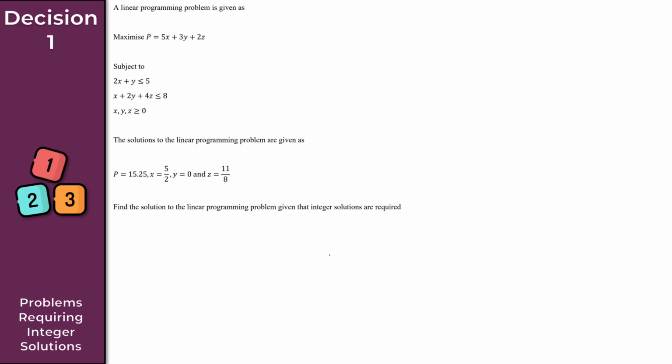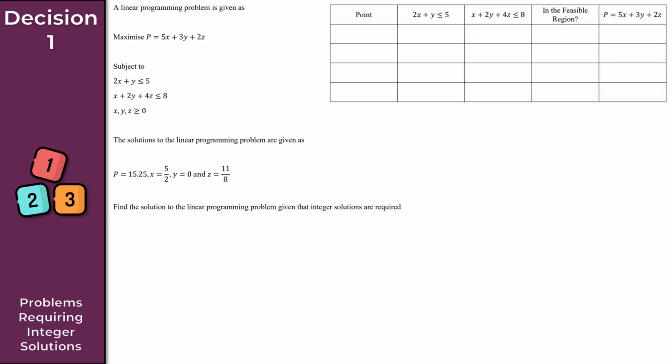Now, if the problem does require integer solutions, what we need to do is test points around the optimal vertex, which is this point here. To do that, I like to present the solution in the form of a table such as this one. I've got the points here, my two constraints as we can see them, another column to determine whether that point is in the feasible region, and finally, what we get for the objective function.